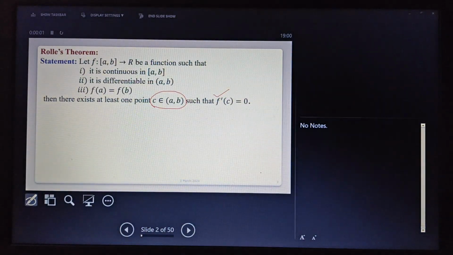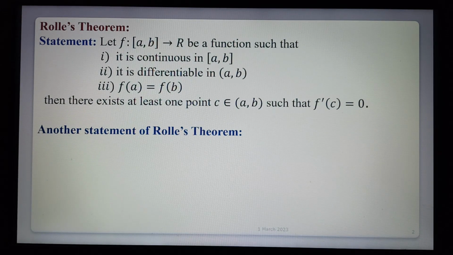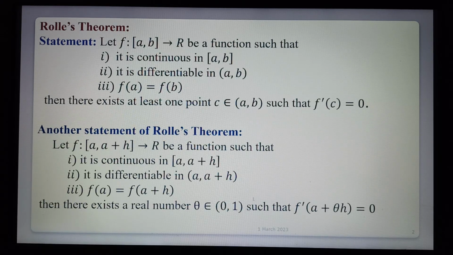So see that here, another statement of Rolle's theorem. Let f from the closed interval [a, a+h] to R be a function such that it is continuous in the closed interval [a, a+h], it is differentiable in (a, a+h), and f(a) is equal to f(a+h). Then there exists a real number theta belonging to the open interval (0, 1) such that f'(a + theta h) is equal to 0.